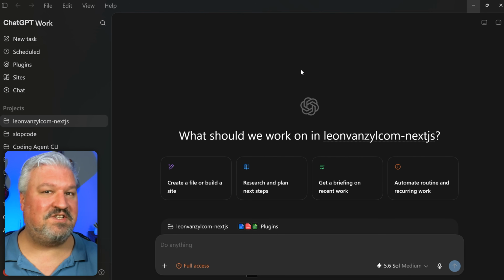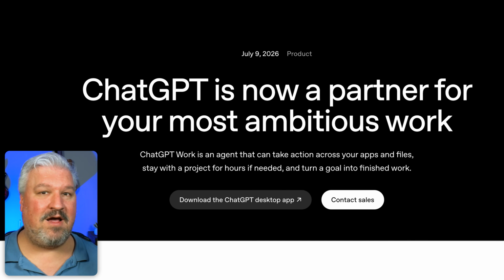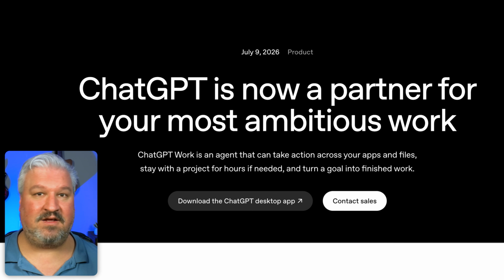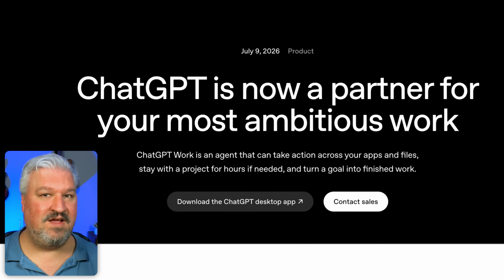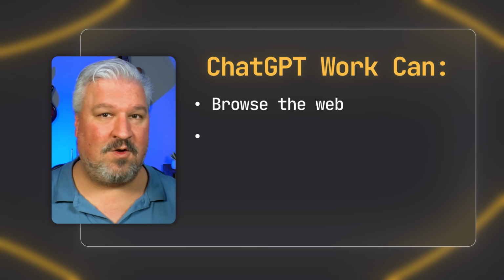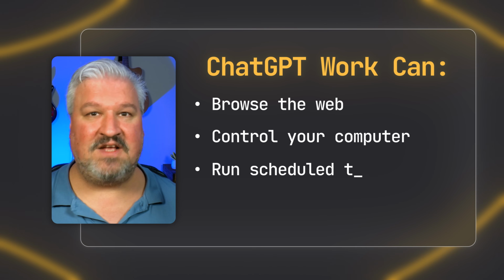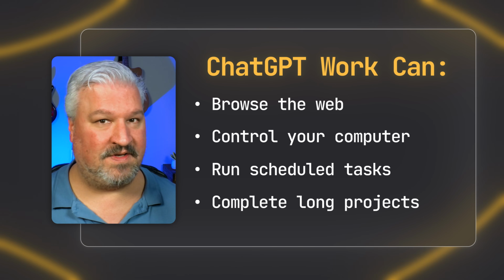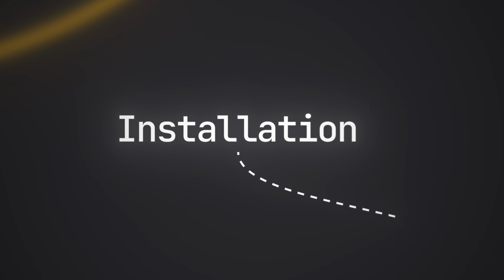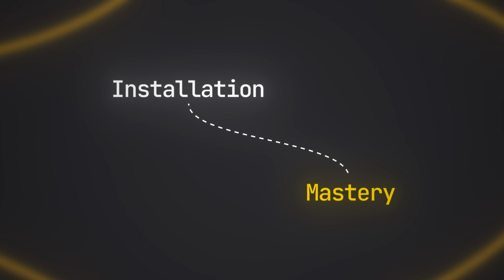This is not the ChatGPT you know. OpenAI just merged ChatGPT, the Codex coding agent, and the new agent called Work into a single app. This can browse the web, control your computer, run scheduled tasks, and stay on a project for hours until the job is done. In this video, I'll take you from installing the app to mastering every major feature.